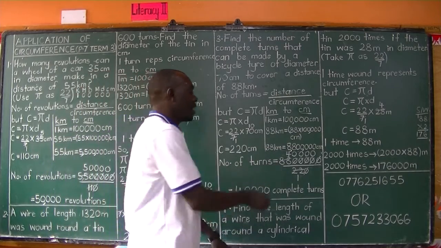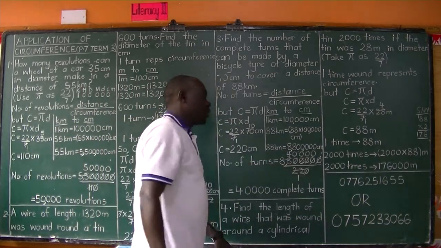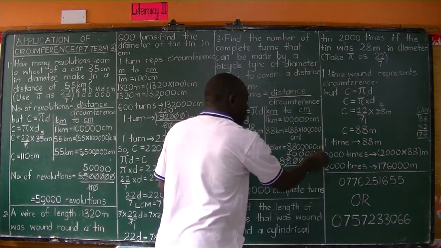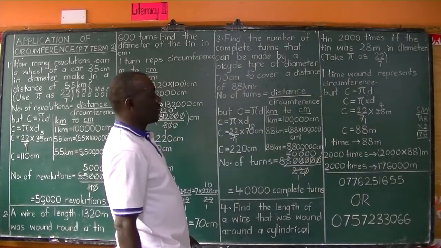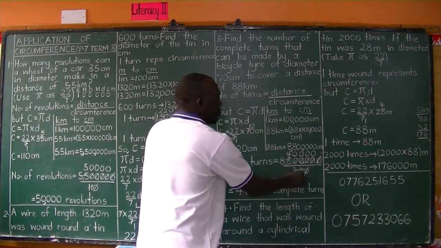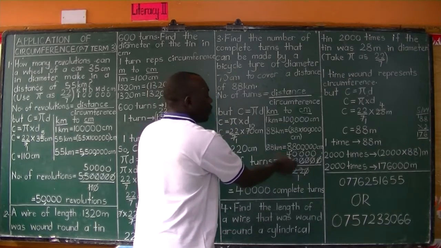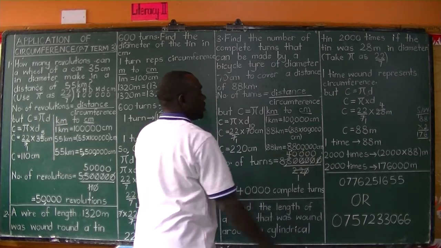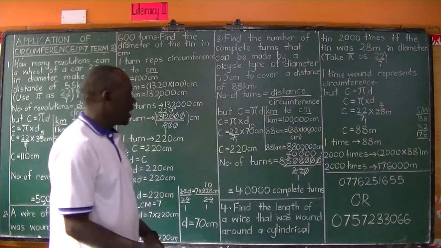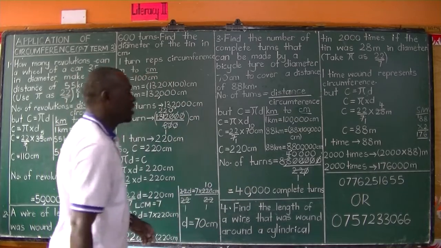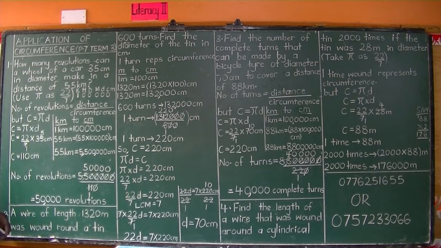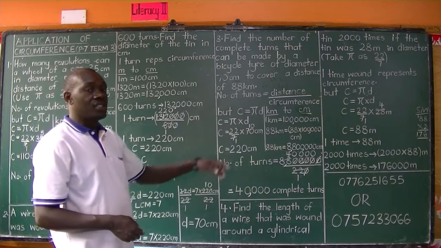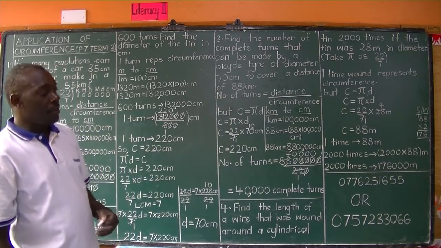So now, find the number of turns. You get 8,800,000 divided by 220, now that both are in agreement. So you cancel off one 0 because it is common, this 0 and this 0, that's by 10 by 10. Then divide by 22. 88 divided by 22 is 4. 0 by 22 is 0, and so on. So thereby getting 40,000 complete turns. Those are the complete turns that this tire, diameter 70 centimeters, will make to cover the said journey of 88 kilometers.